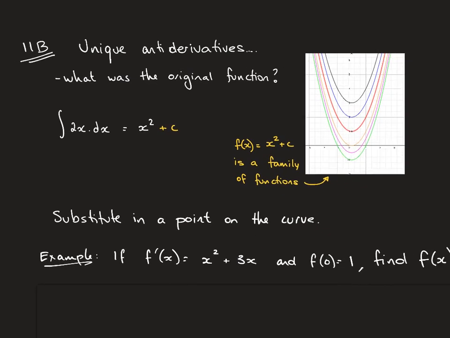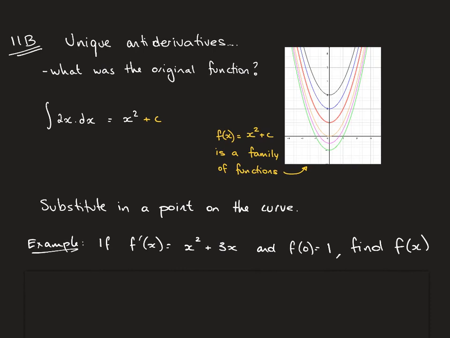So if f dashed of x is equal to x squared plus 3x and f of 0 is 1. You can see that they've actually given us a point on the curve. The point on the curve that they've given us is in fact the point x is 0 and y is 1. So we can use that point on the curve. To find f of x, we need to integrate, so we'll apply our integration formula.